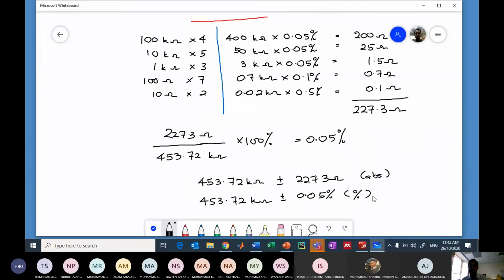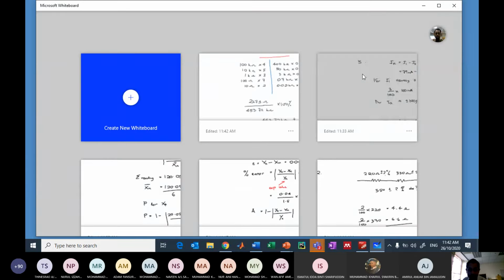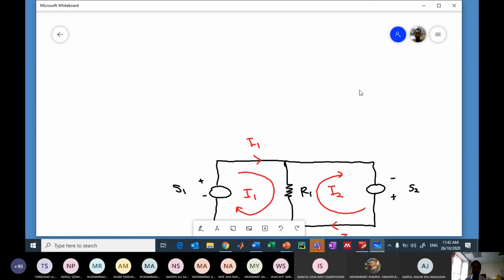Okay, what is the meaning? When we calculate this, what is the meaning? When you do your experiment, when you go back to UTM, go to the lab and do the experiment, you will have error. What does it actually mean? So for questions 2 to 5, we want to identify what kind of error you are going to encounter. If we calculate 453.72 kilo ohms plus 227.3 or minus, you are going to get a range. Okay, let's go back to the previous question just now, question number 5. This one, right?